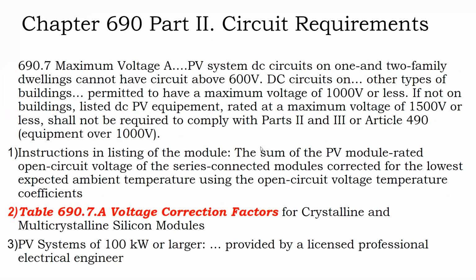So maximum voltage. A solar system on a 1 or 2 family dwelling cannot have circuits above 600 volts. On other types of buildings, you can have more than that. So on a commercial business, you can have 1,000 volt system. On a residential ground mount, you can have a 1,000 volt system. Which I think that's pretty neat.